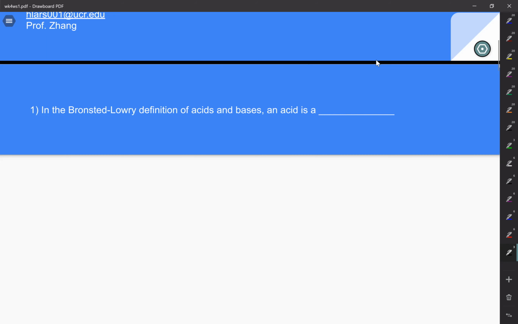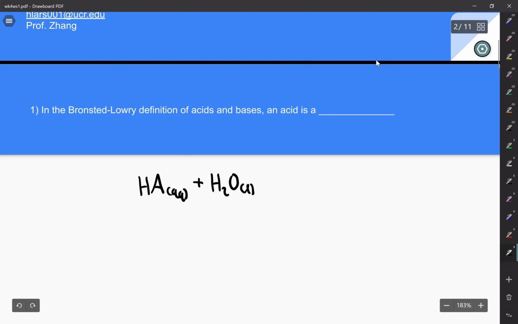So usually an acid is represented as HA. So we can have HA, which is aqueous, and we can add water, that's H2O, which is a liquid. And then that dissociates into H3O+, which is your hydronium ion, and that's aqueous, plus A-, which is from your original acid. That's aqueous as well.